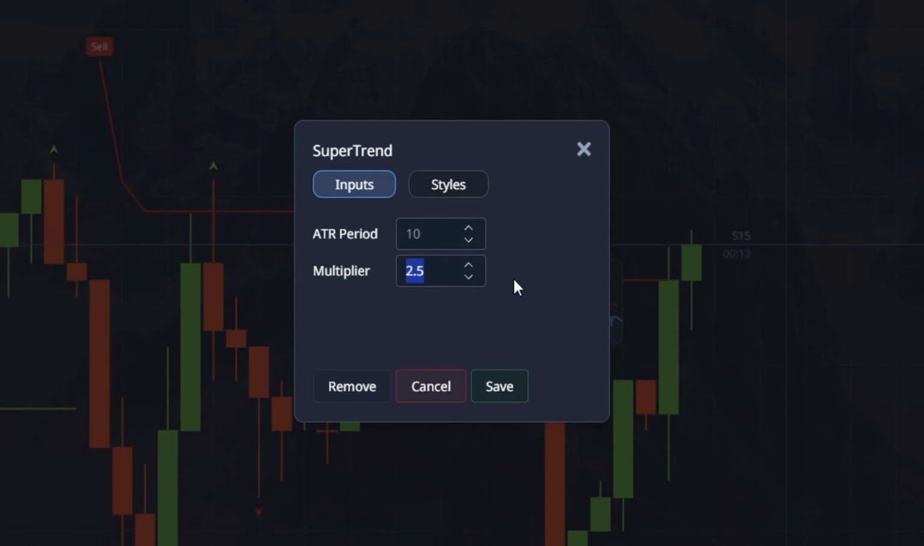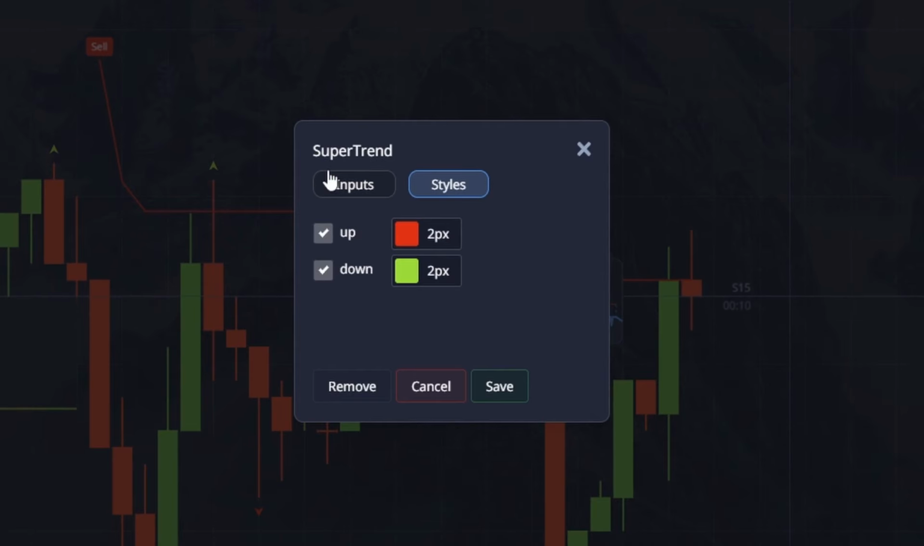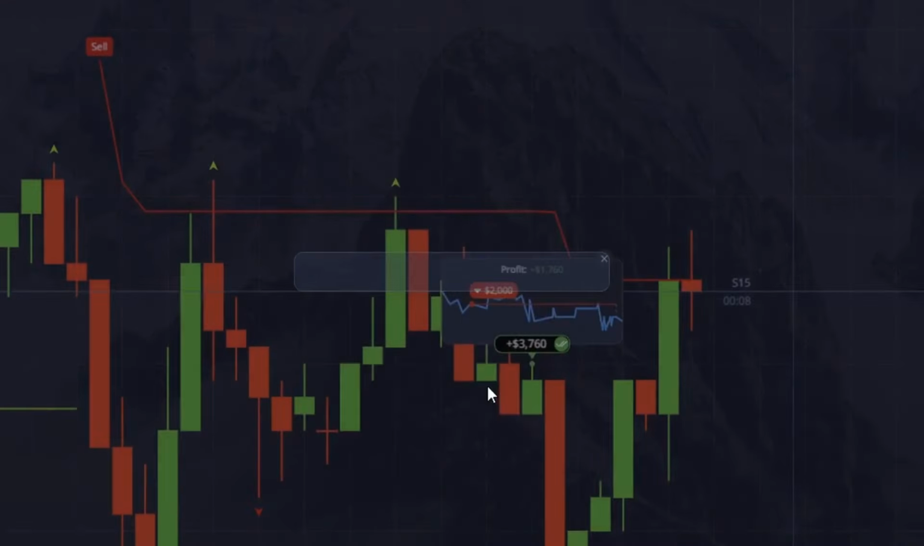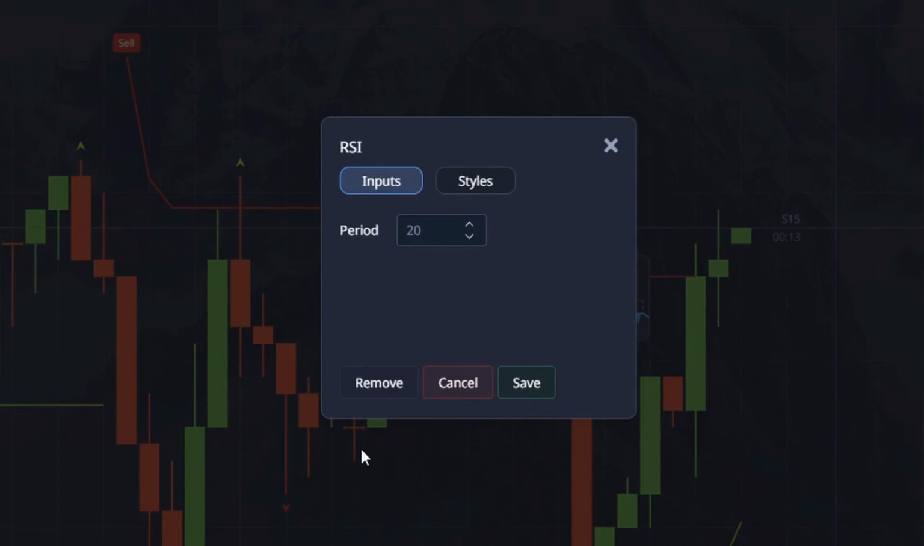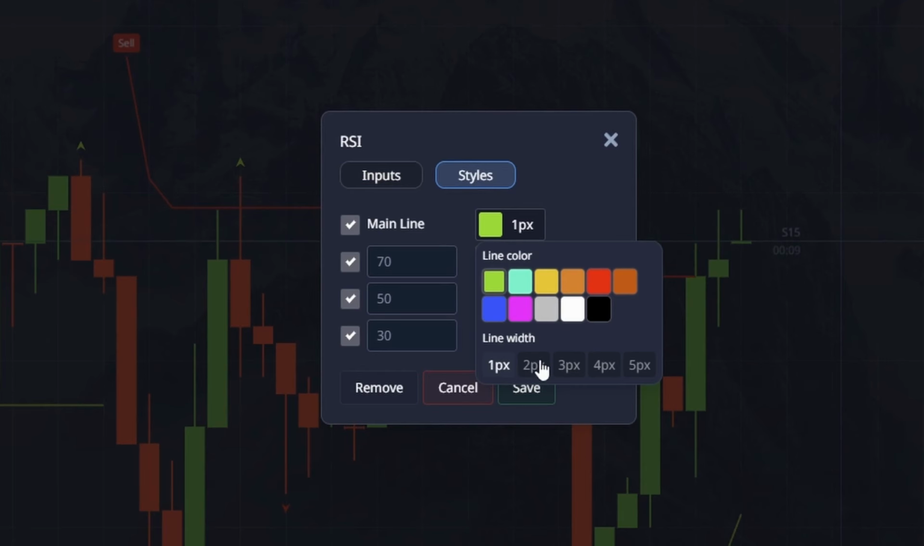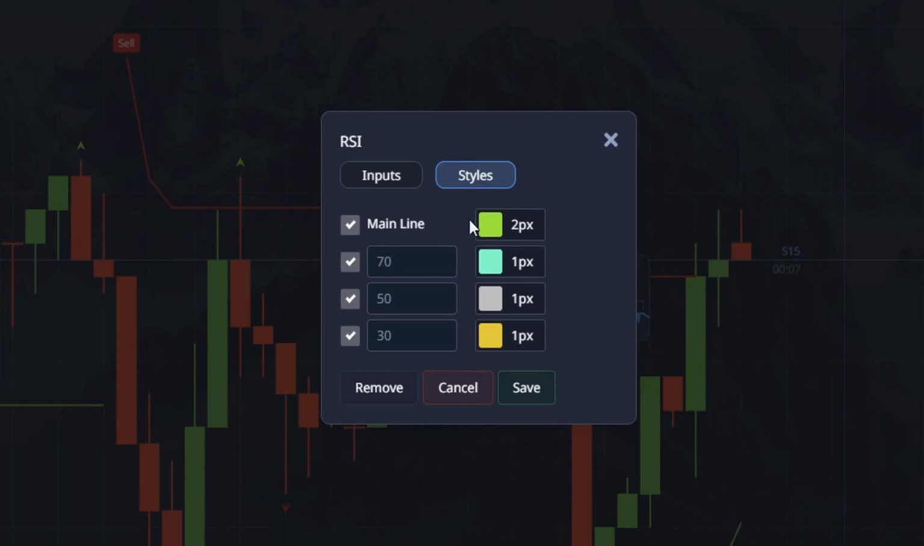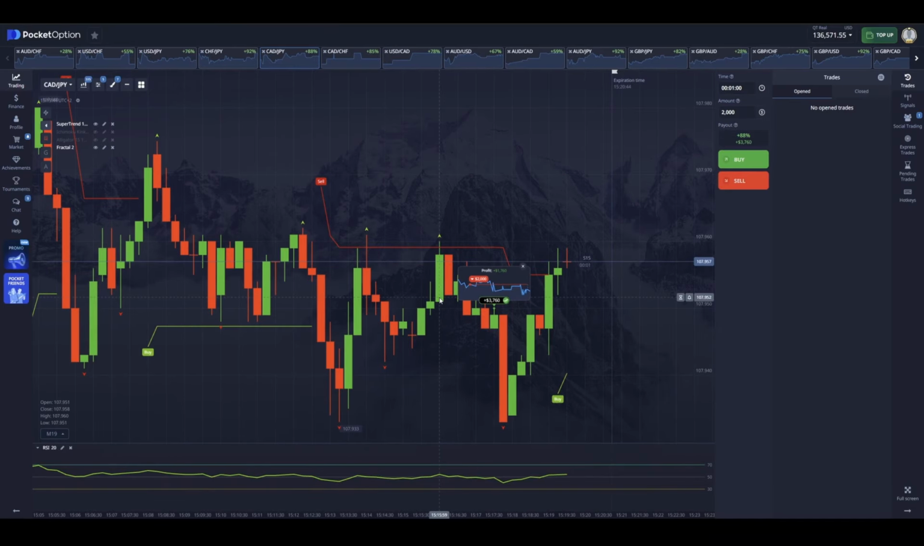2.5. We don't change anything in the style settings. Save it. Next, we go to fractal, and here the default settings are 2. I think those are the default settings, so we leave them as is, don't change anything. And for RSI, we change the period to 20. And honestly, I would also set the middle line to 2 pixels in the style settings, just so the movement is more distinct. The indicators are added, the indicators are set up, and now we're ready to continue trading.